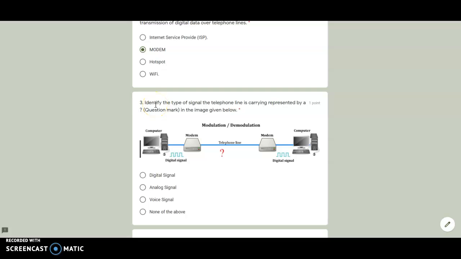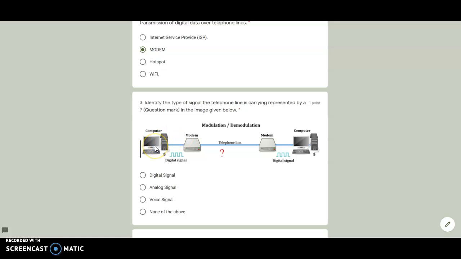Now the third question was, identify the type of signal the telephone line is carrying, represented by a question mark in the image given below. Now this was the same image that we have learned during our sync sessions also. Yeah, so there are two types of signals. One is digital, second one is analog.